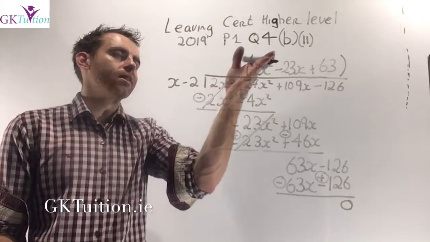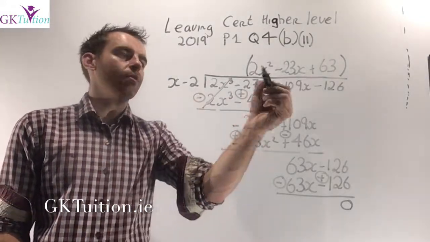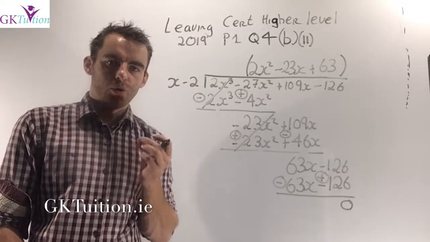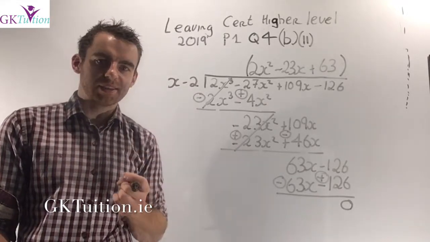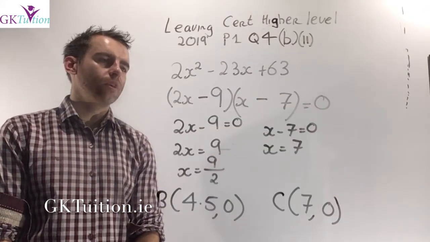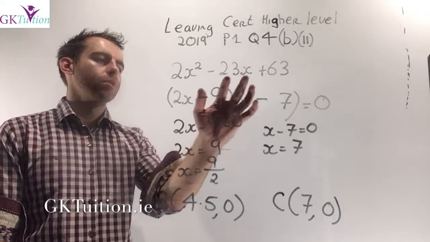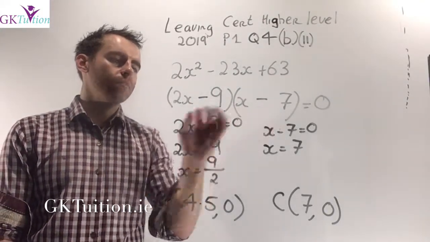Once I know that this is the other factor, if I factorize this and then solve it, that will give me the other two roots, or in other words, the other two times when this cubic crosses the x-axis, and they're labelled as b and c. Okay, so now all I need to do is factorize my quadratic. 2x squared minus 23x plus 63. The factors here are 2x minus 9 times x minus 7.